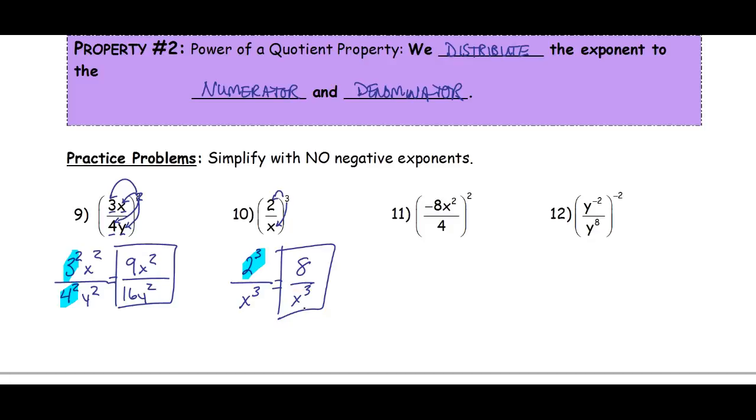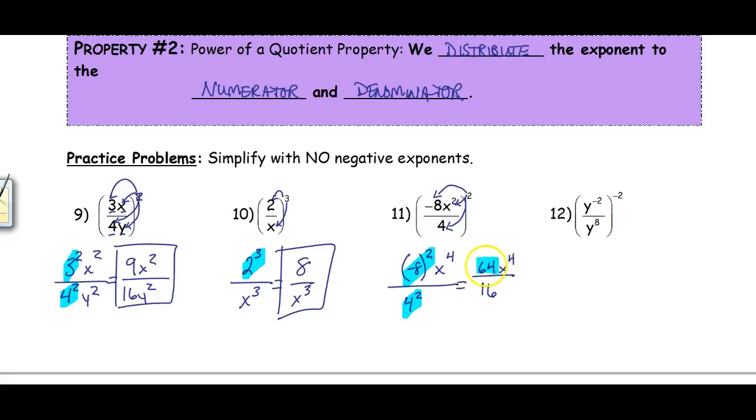All right, number 11. You're distributing it to the negative 8, to the x to the squared power, and to the 4. So we're going to go ahead and keep our negative 8 in parentheses. Remember, when you multiply your exponents when you're distributing, 2 times 2 is 4, and you get 4 squared. Okay, we're going to go ahead and take care of our exponents out front. So negative 8 times negative 8 is 64. X to the fourth power over 4 squared is 16.